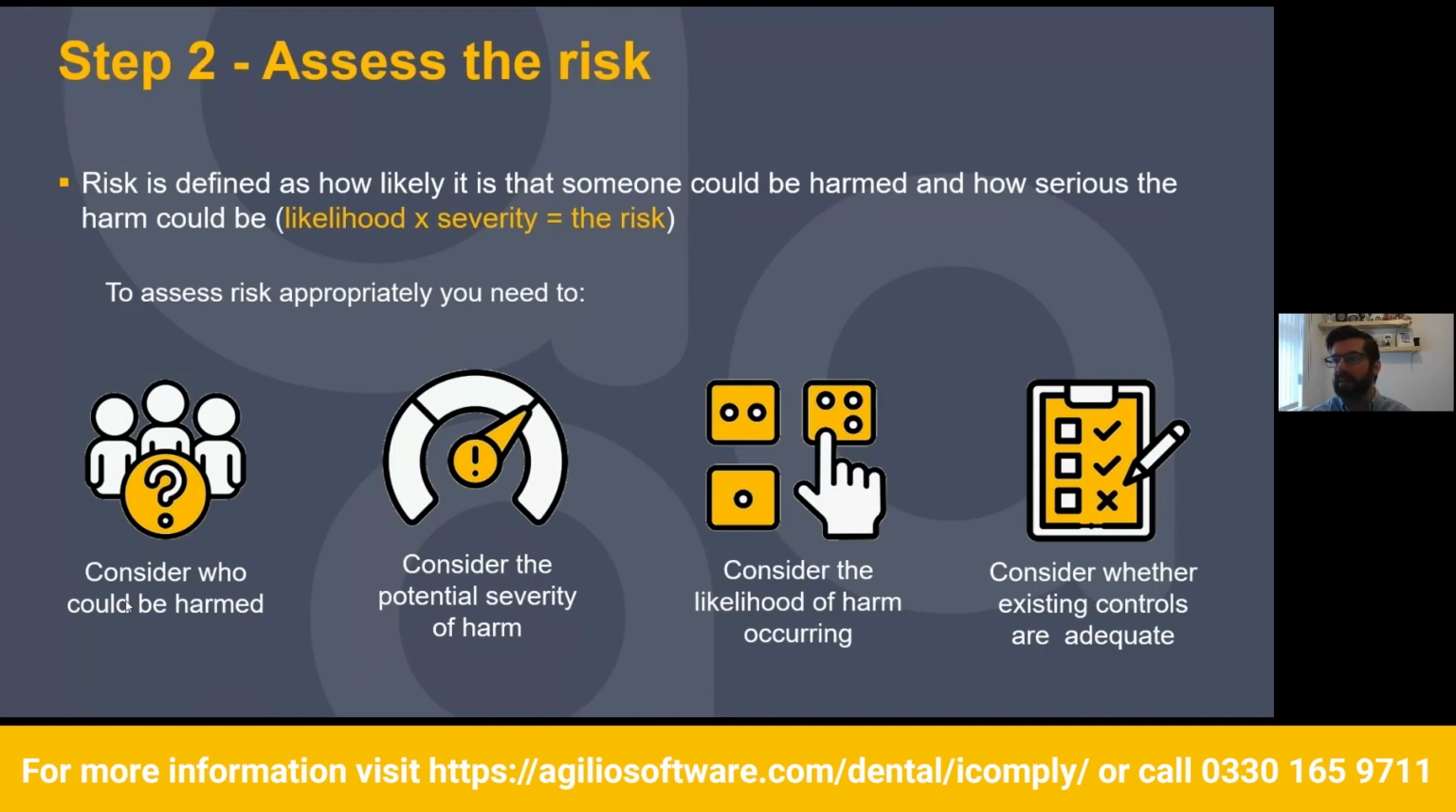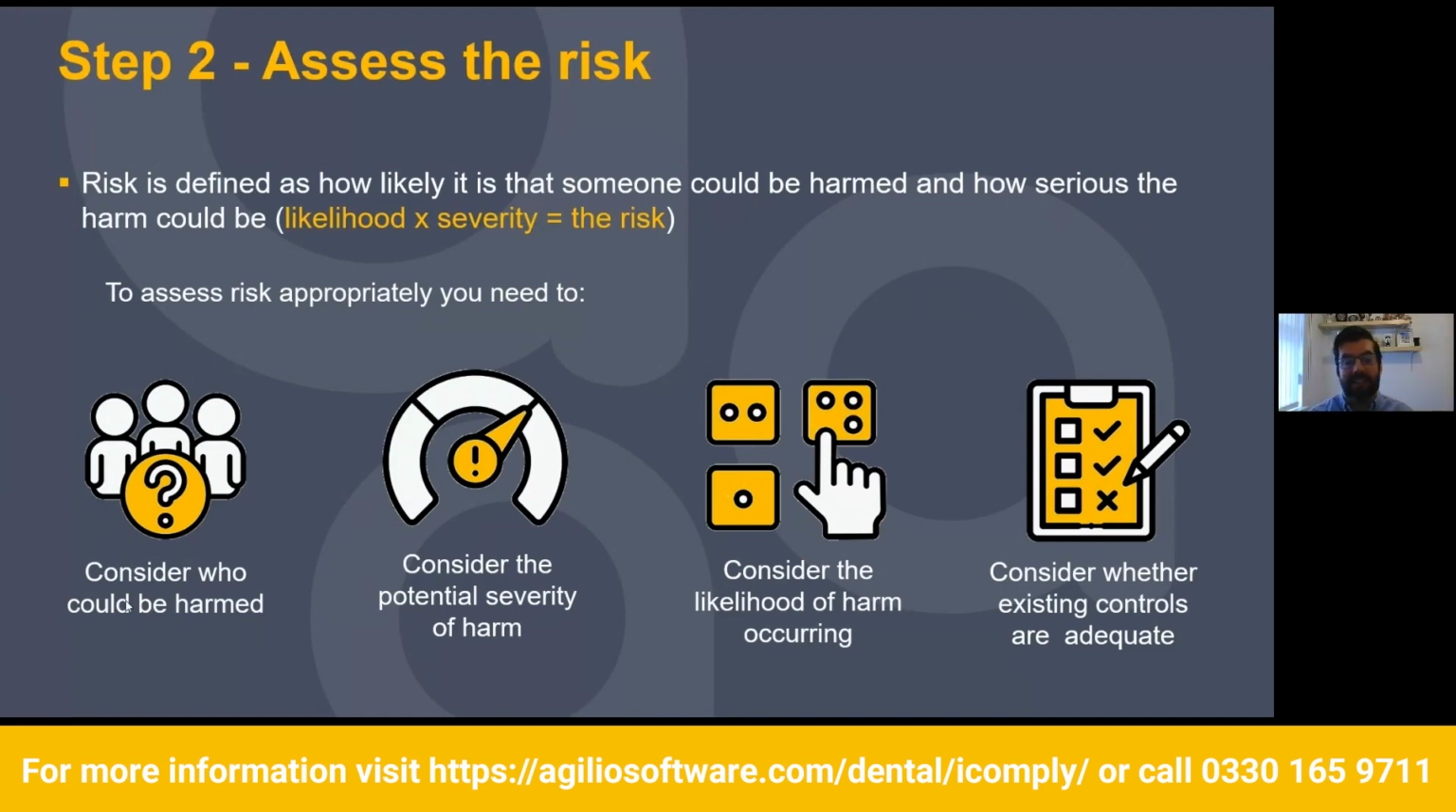I'll go into that in a little more detail later when we look at templates, but this is about assessing the risk. So you need to look at who could be harmed. If a Stanley knife has been left by a builder on the windowsill, and that windowsill is in your patient waiting room, then who could be harmed is your patients, especially vulnerable patients, children in particular, that could reach out and grab it.